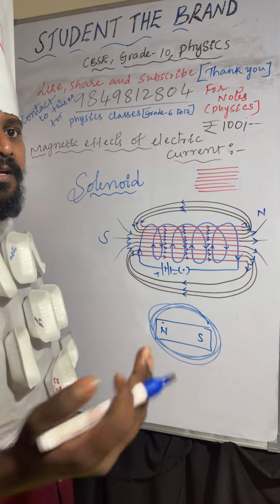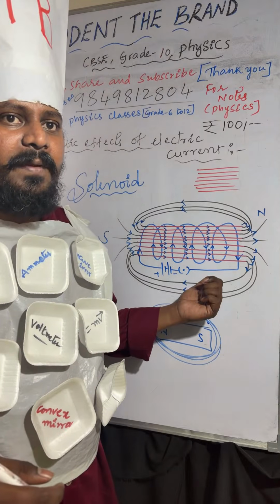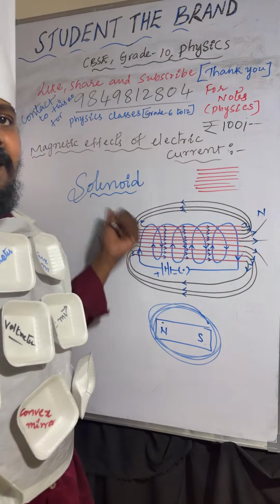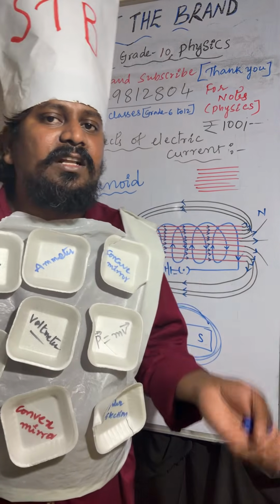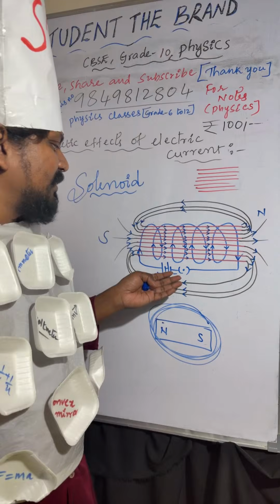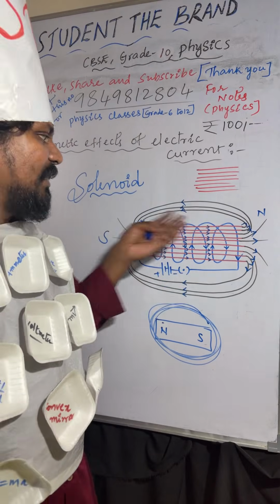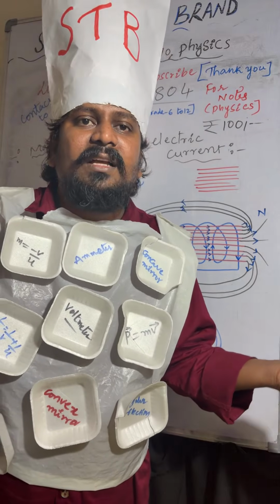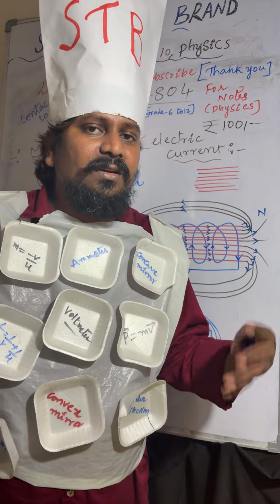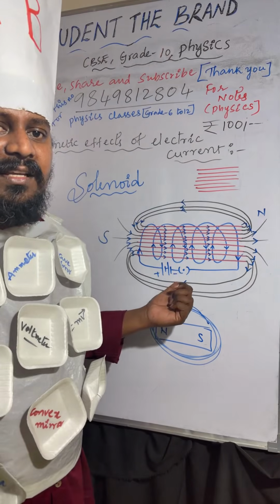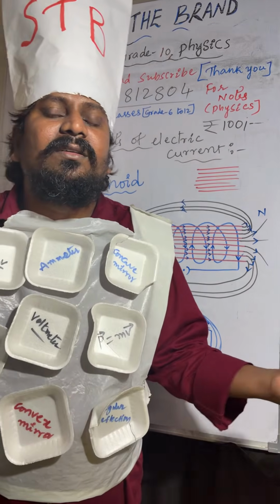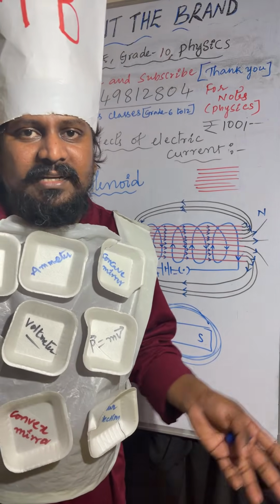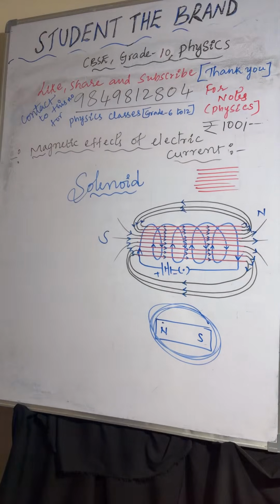As I said in the previous topic, if you change the polarities of the battery, if you change the current direction, automatically the magnetic field direction also changes. If you change the battery direction, the magnetic field direction also changes. Understood or not? I hope it is very clear. Okay, so we can observe.